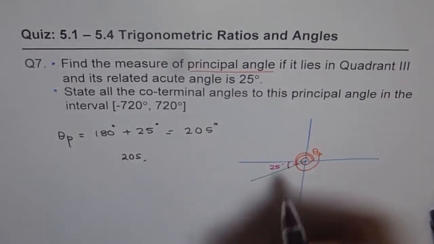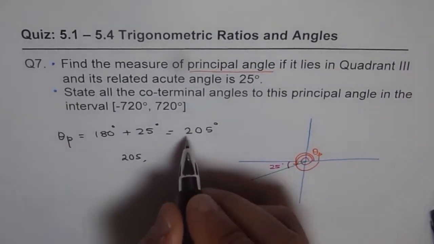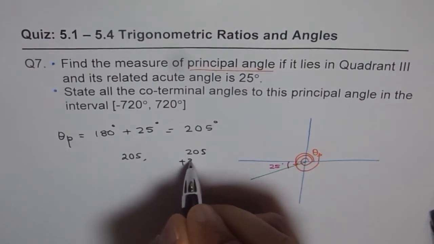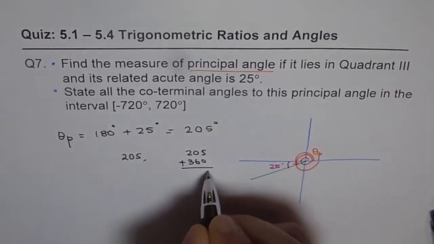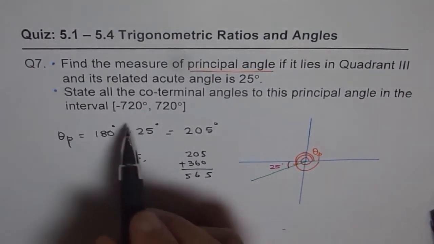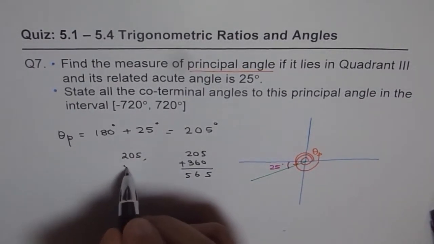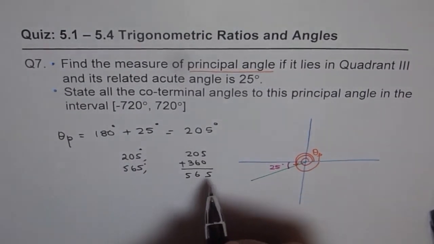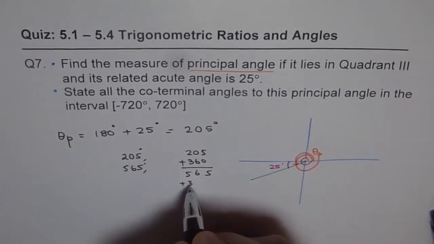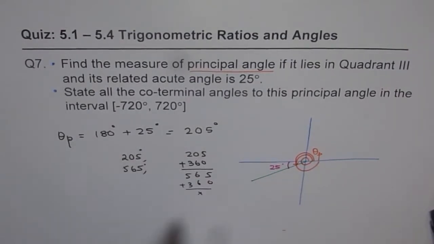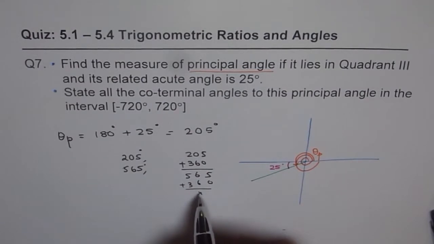Now to find the next value, we need to add 360. 205 plus 360 gives 565. This is within the interval, so we get the second answer as 565 degrees. Now if you add 360 again, it will go beyond the range, so that is not permitted.